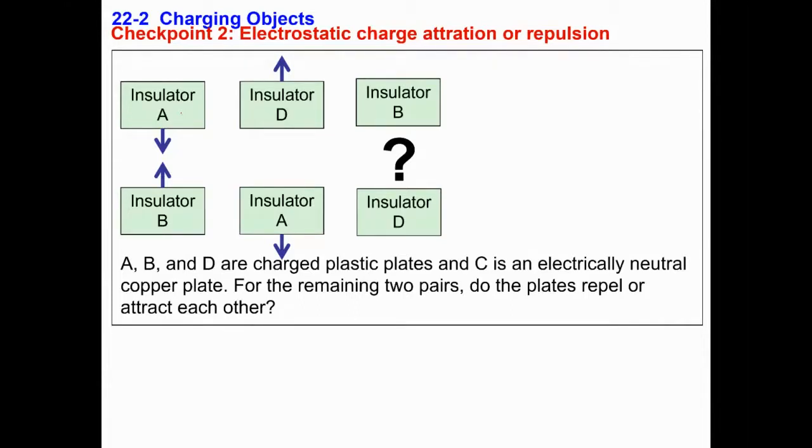So let's make an assumption. Let's assume insulator A has positive charge. That means insulator B, since they are attracting, must have a negative charge. Now insulator A, we assumed it's positively charged. If insulator D is repelled from it, that means insulator D must have positive charge. So we know D has a positive charge and B has a negative charge, so they will attract each other. Very nice.